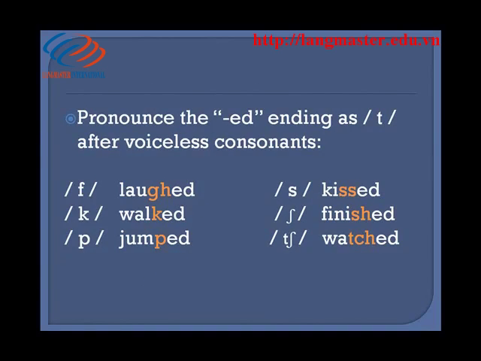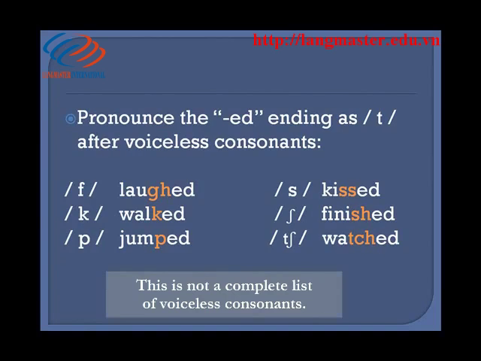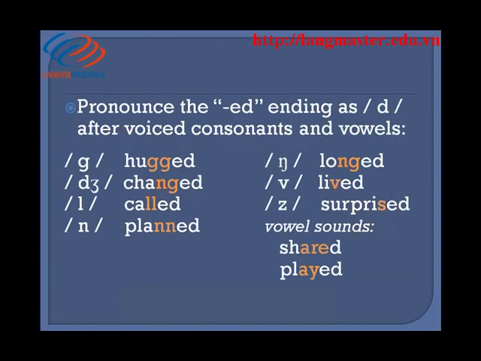Pronounce the ed ending as t after voiceless consonants. The following are voiceless consonants followed by the ed ending. F, laughed. K, walked. P, jumped. S, kissed. Sh, finished. Ch, watched. Please note that this list of voiceless consonants is not complete. This is only a list to provide examples.